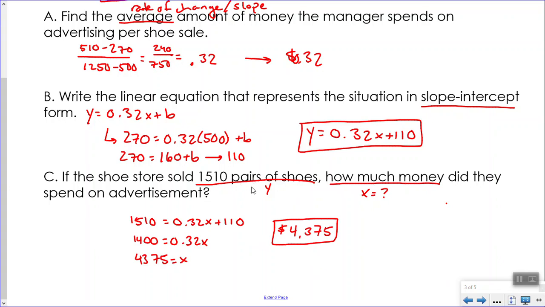So again, we know that 1,510 is a y coordinate, so we sub that in for y, and we're looking for x. We subtract 110 from both sides, divide by 0.32, and we get 4,375. Now with the word problems, we always want to make sure that we include a unit, so we want to tag that $ sign in with our answer.